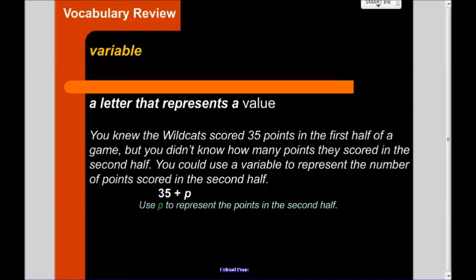Let's review some vocabulary. A variable is a letter. Here's an example. You knew the Wildcats scored 35 points in the first half of a game, but you didn't know how many points they scored in the second half. You could use a variable to represent the number of points scored in the second half, and you have this in your notes, 35 plus p. P is the unknown number. Instead of putting a question mark, we use a letter. It's the variable.